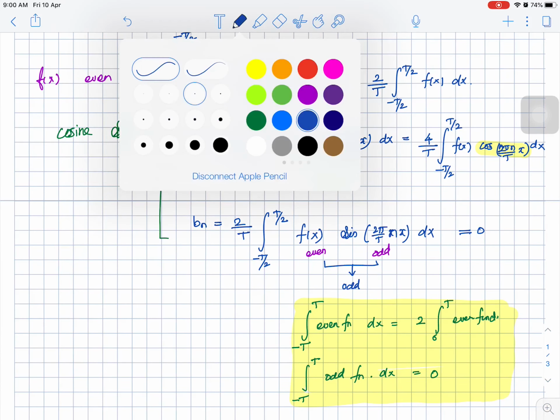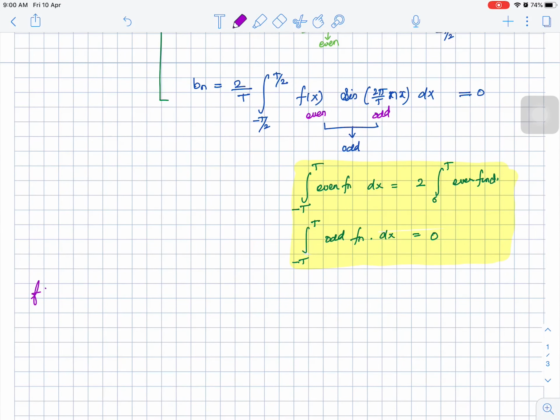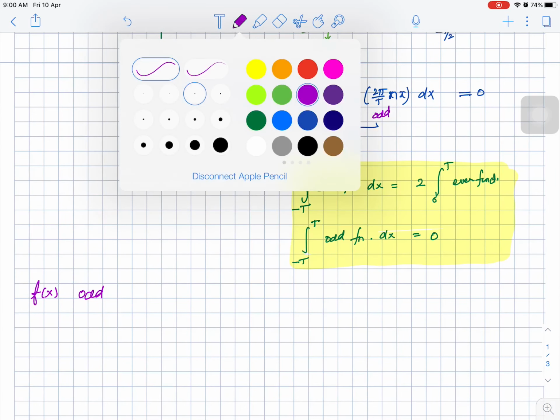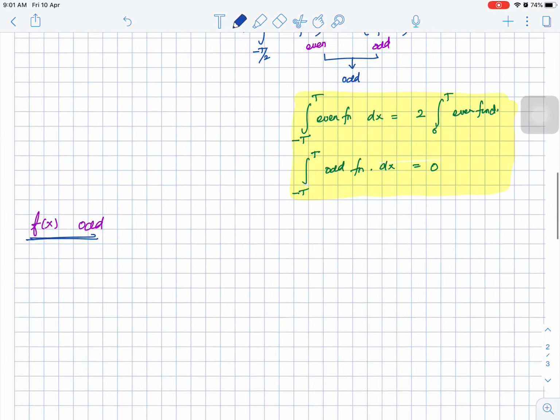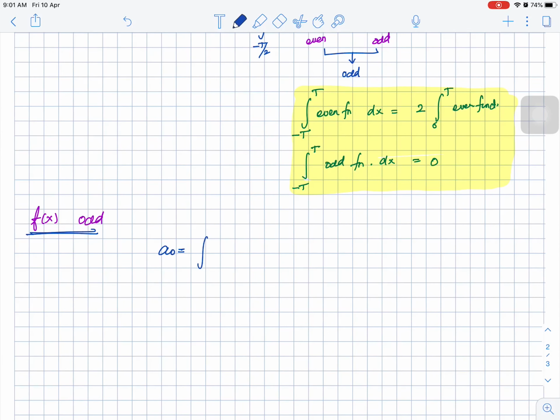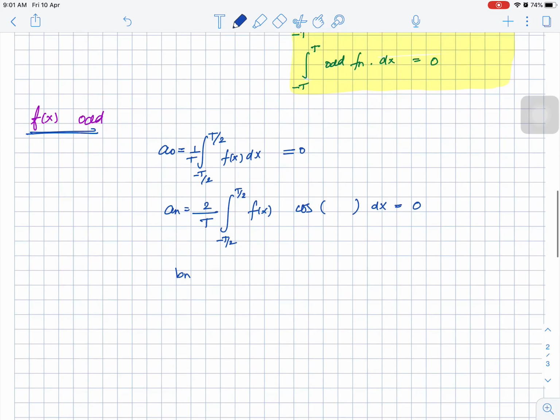Similarly, if the function f of x is an odd function, what happens? So f of x is odd, a naught will be minus 1 by T, minus T by 2 to T by 2. F of x is an odd function, therefore this becomes 0. So an will be 2 times 2 divided by the time period T, minus T by 2 to T by 2. F of x is odd, cos will be even, so the multiplication of an odd function into an even function will be an odd function. The integral of an odd function over a symmetric interval is 0. So we are left with bn.